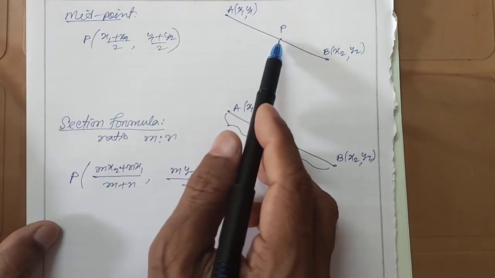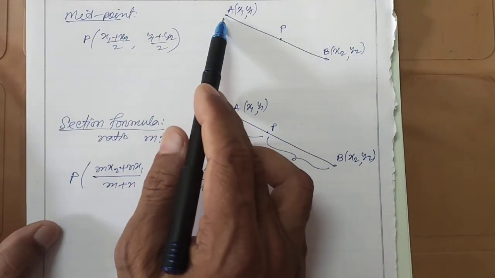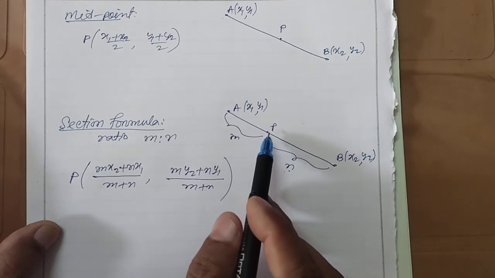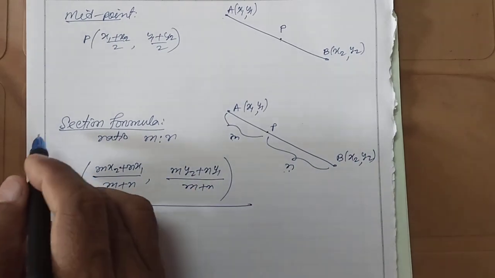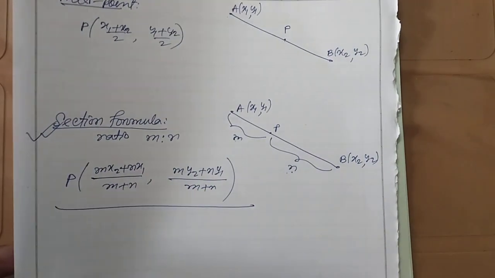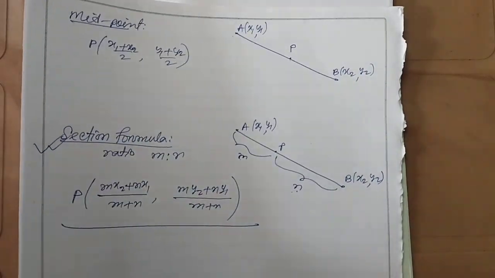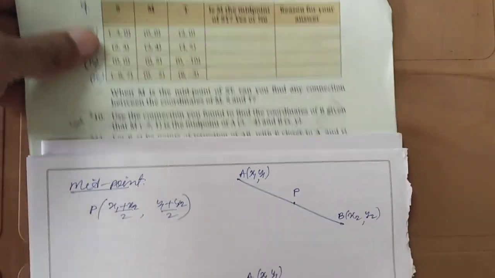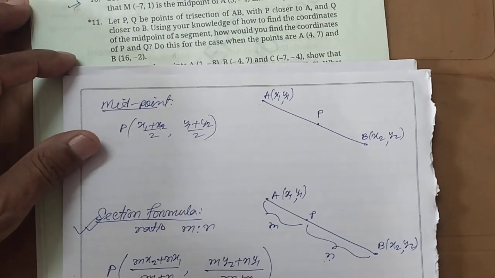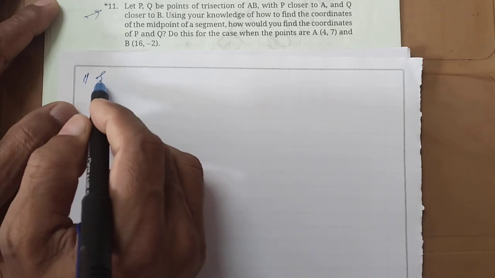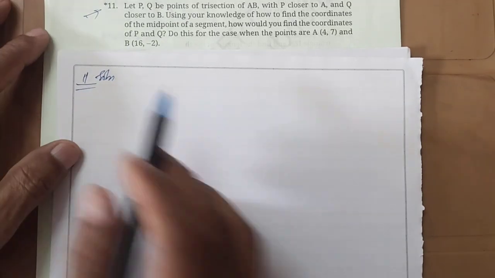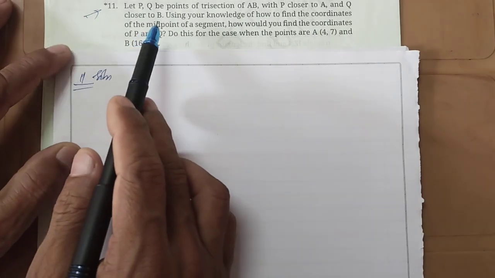The first formula is to find the middle point, the point which is exactly in the middle of line segment A and B, and the second is to find any point P in between for which the ratio will be given in the question. And now the question number 11 we are going to solve from your textbook using the section formula. Question number 11 solution.